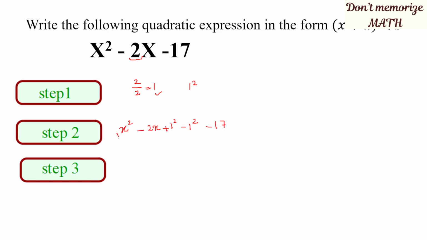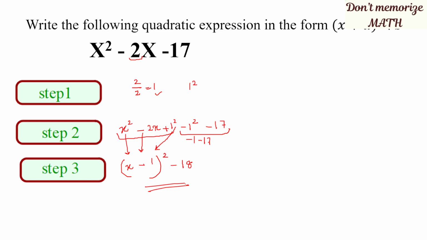Okay, divide like this, first 3 terms and last 2 terms. So just take x. If you have minus, you have to put minus. If you have plus, you have to put plus. Then from 1 square, just take 1. Then put the bracket, and outside the bracket put the square. Minus 1 square is minus 1. Then minus 17. Minus 1 minus 17 is minus 18. So the answer is x minus 1 whole square minus 18.